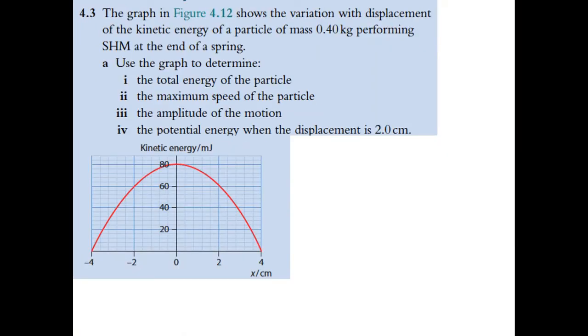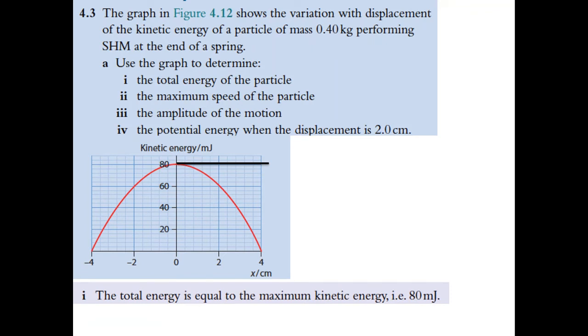A graph in the following figure shows the variation with displacement of the kinetic energy of a particle of mass 0.4 kilogram performing simple harmonic motion at the end of a spring. A. Use the graph to determine the total energy of the particle. Total energy is the kinetic energy plus the potential energy. When the kinetic energy is max, 80 millijoule, potential energy is 0. So the total energy is 80 plus 0, which is 80 millijoule.